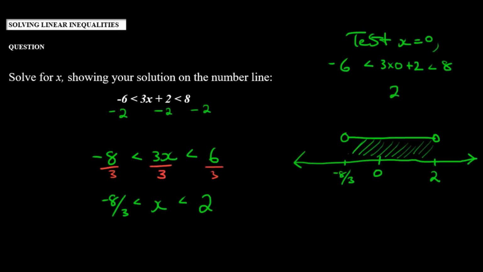3 times 0 plus 2 is 2. So this is saying negative 6 is less than 2, which is less than 8. And that's true, because negative 6 is less than 2, and 2 is less than 8.